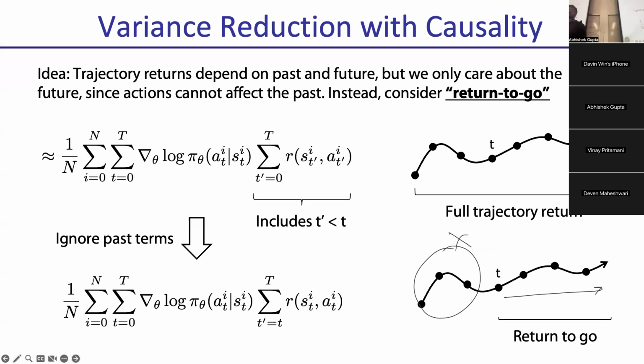Questions? Does that make sense? Just use return to go rather than return. Whenever you're implementing policy gradient, try to only compute rewards in the future. Don't care about the past.